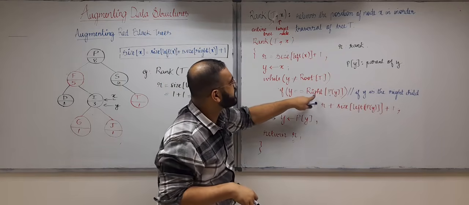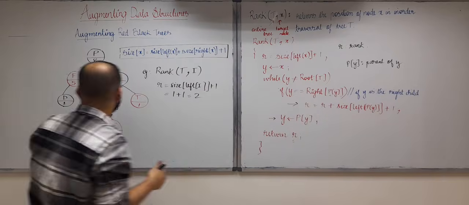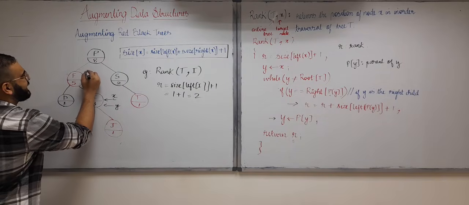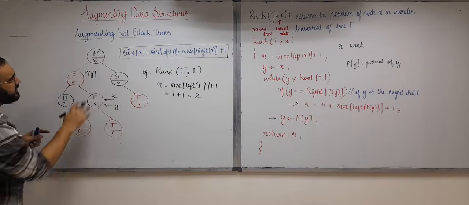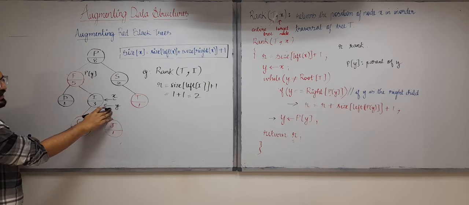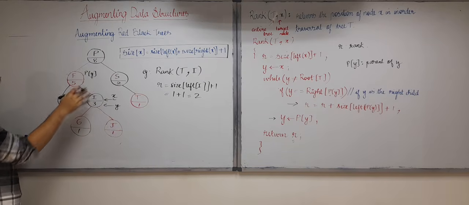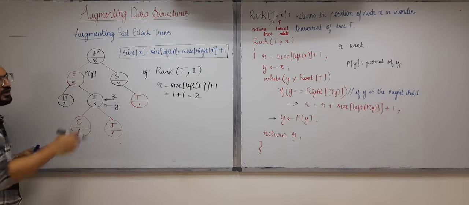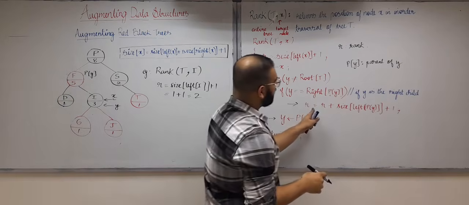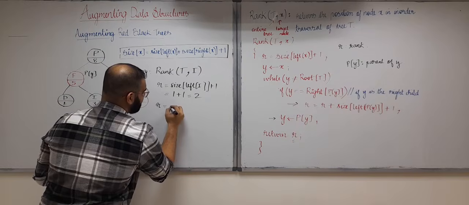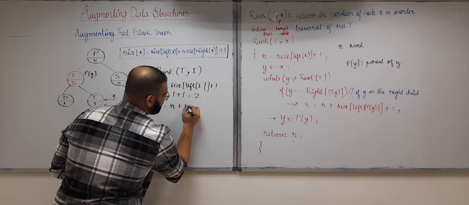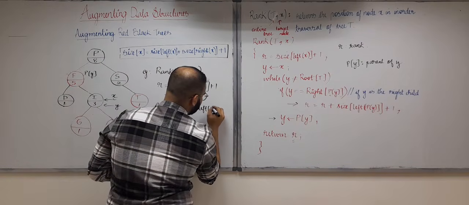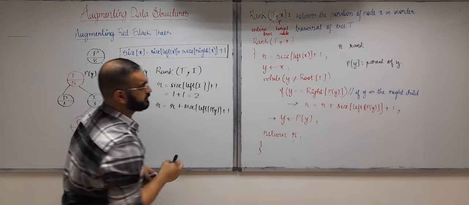So if y is equal to right child of py, so if this is my y, this is my py, right? And as you can see, this y or I is the right child of its parent, right? F is the parent, so I is the right child of f, right? So in this case, we need to do this step. So this step says that r is equal to r plus size of left of py plus 1, okay?